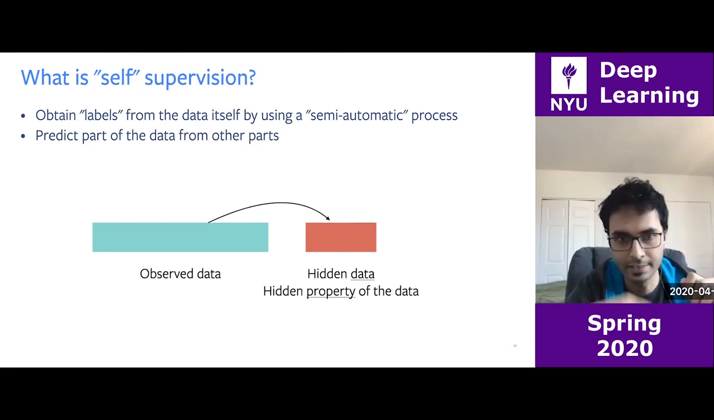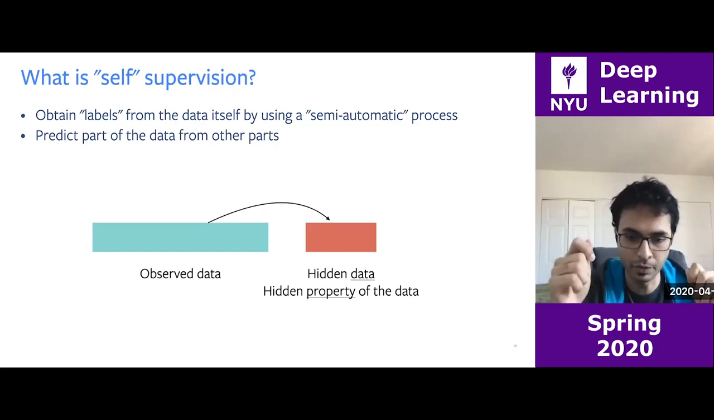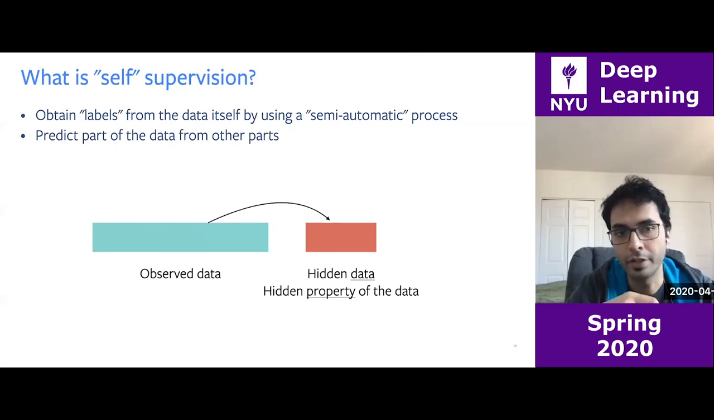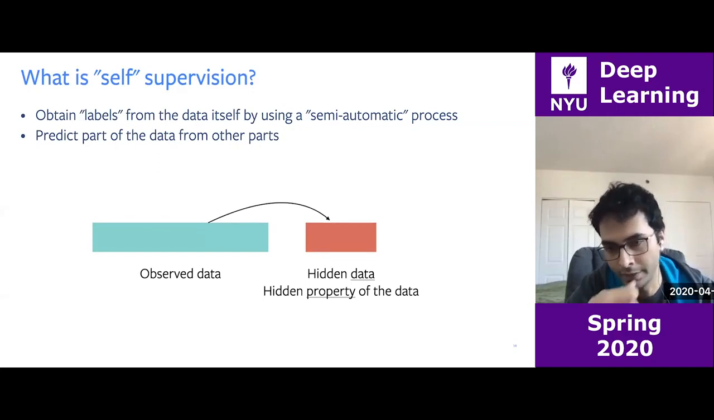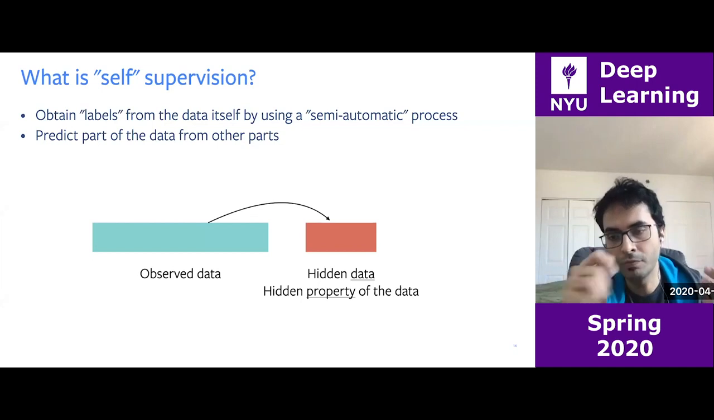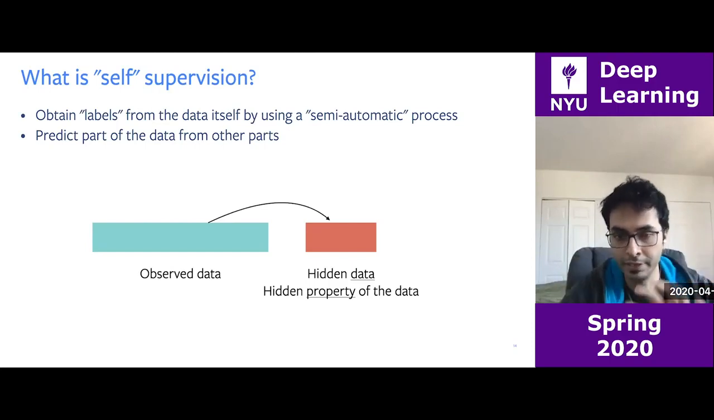And so once you get these automatic labels, now you can go ahead and train your model with these labels. The other way of thinking about self-supervised learning is that it's really a prediction problem where you're trying to predict a part of the data from the other parts of the data. So you have some observed data and you have some hidden data. And you can now formulate a task where, given the observed data, you try to predict either the hidden data or some property of the hidden data. And so a lot of the self-supervised techniques can be viewed in this particular framework.